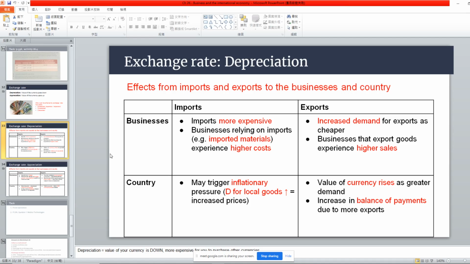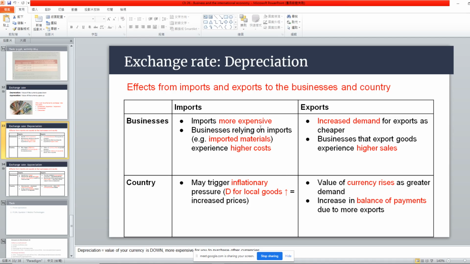And then we talked about this very quickly last week, how this exchange rate fluctuation will affect imports and exports, and from there we will see what it will affect in the businesses and the country. So here there's one scenario when you see a depreciation in your exchange rate. Look at the highlighted keywords.